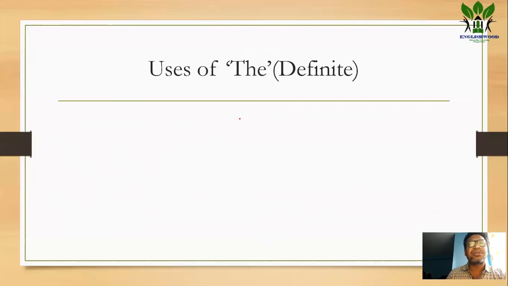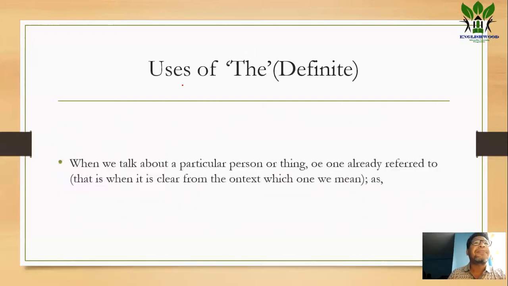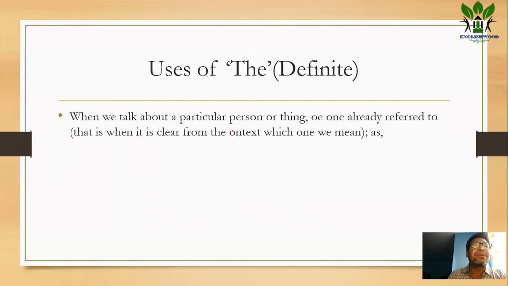Now let's go to the uses of the. When we talk about a particular personal thing, or one already referred to, that is, when it is clear from the context which one we mean, we use the. Okay. So when you talk about a particular thing, or when it's clear according to context, then we use the.